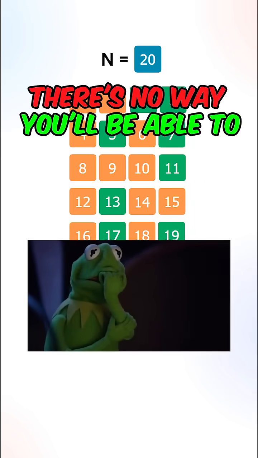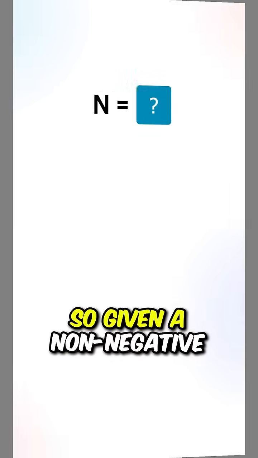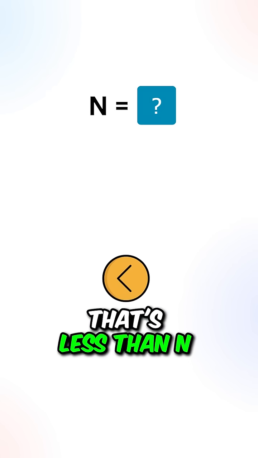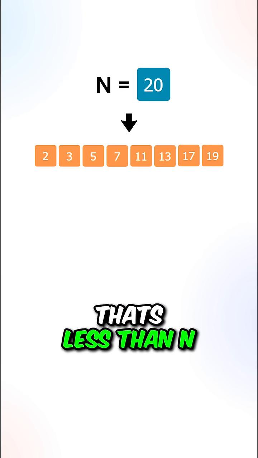There's no way you'll be able to answer this coding interview question if you have never seen it before. Given a non-negative integer n, return the number of prime numbers that are less than n. Let's say n is equal to 20, there are 8 prime numbers that are less than n, so we can return 8. Let's go over the thought process.